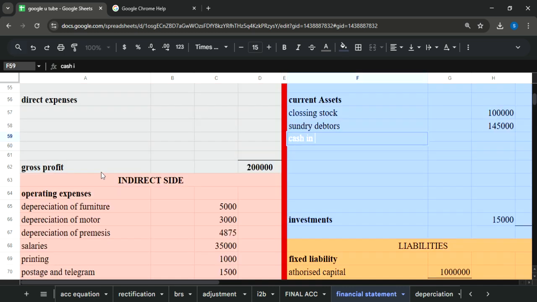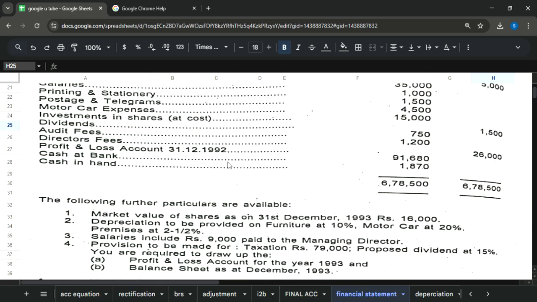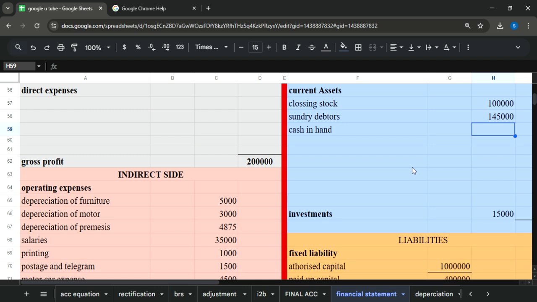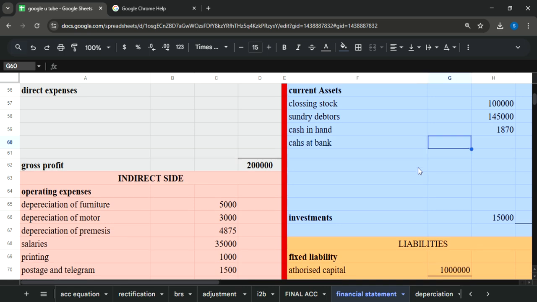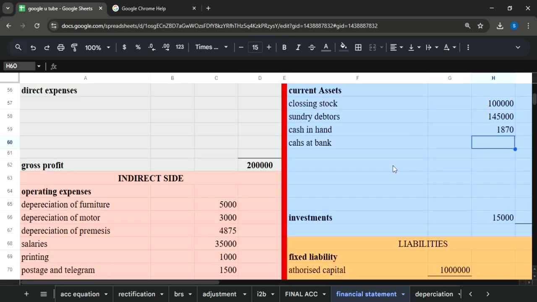So cash in hand. Amount of cash in hand is 1870. Actually, there was cash at bank first, but we have written cash in hand. It's all right. Both are current asset. If you write any element first or second, that would not make any difference. So cash at bank 91680. 91680 is your cash at bank.